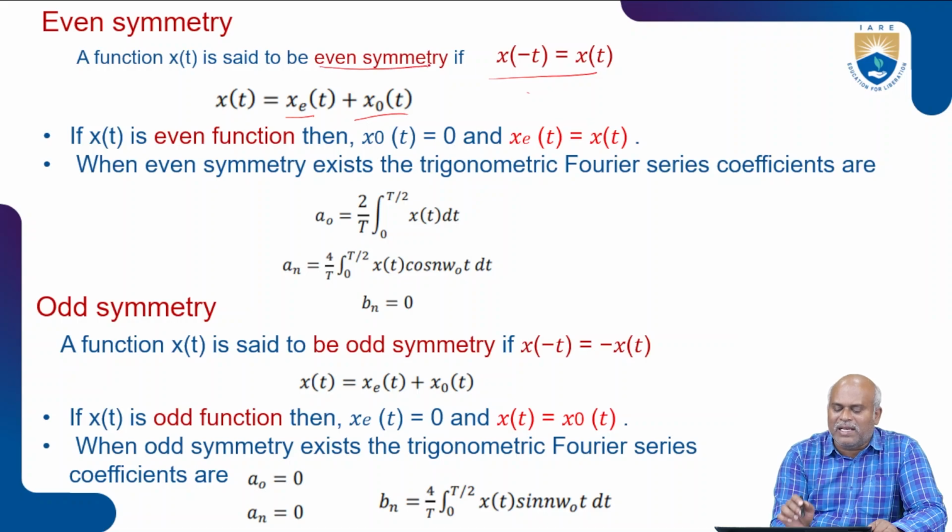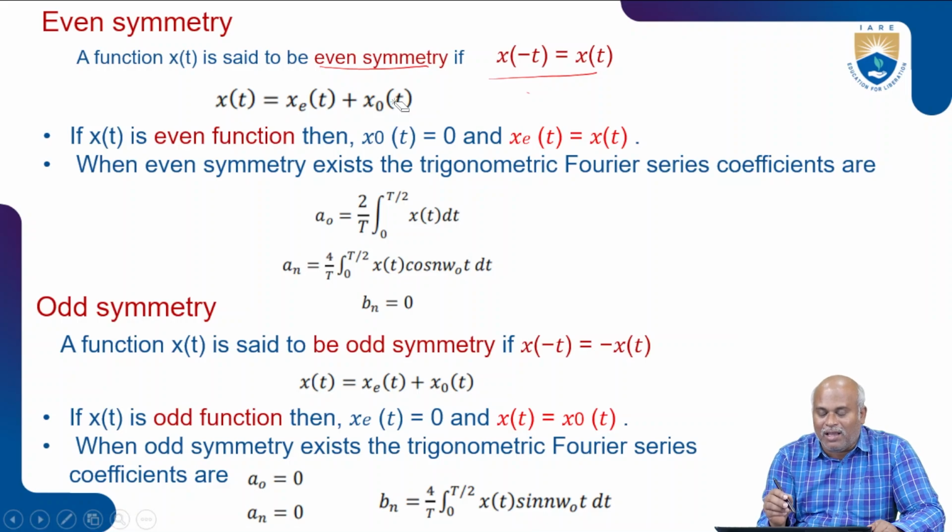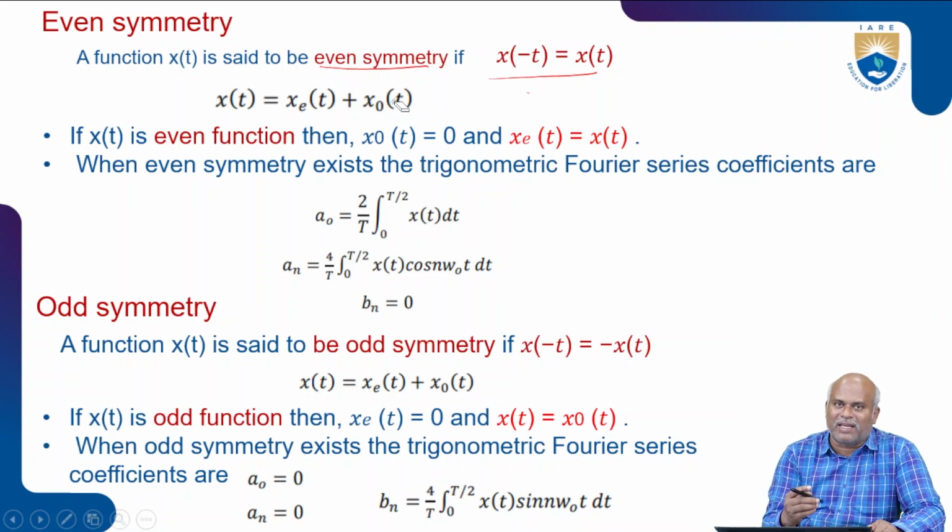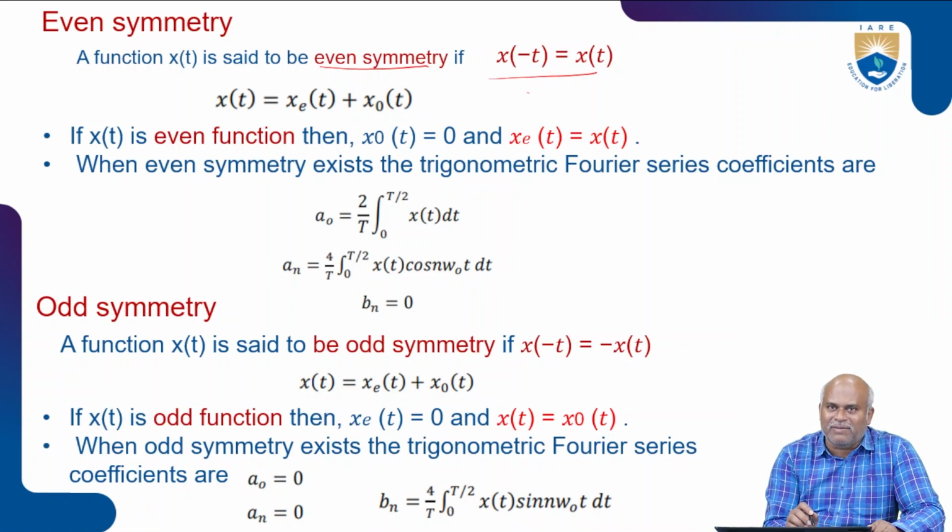Now if the signal is even, it has symmetry, then x of minus t is equal to x of t, I write. So now the signal x of t is equal to x even of t plus x odd of t. If x of t is even, then x odd of t is equal to 0. Then x even of t is represented as x of t.